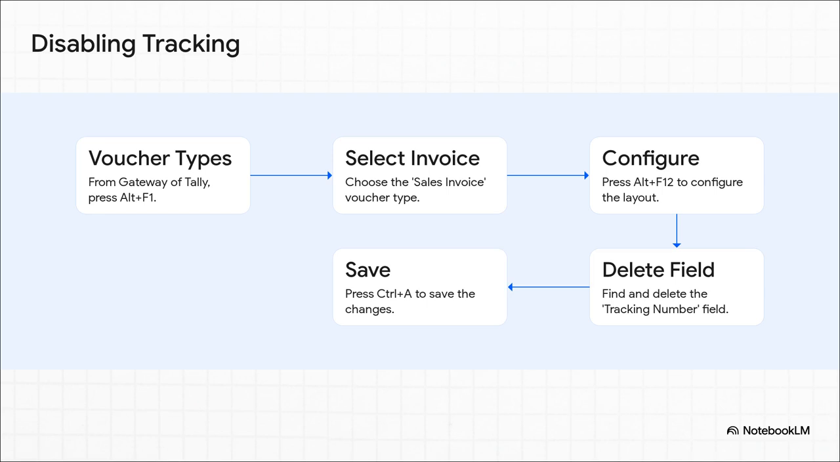First, from the gateway of Tally, you're just going to press Alt+F12. That takes you right to voucher types. Step 2, just select Sales Invoice from the list. Now for the magic part, step 3, press Alt+F12. This opens up the configuration for the layout. In that screen, just find the tracking number field and delete it. And to lock it all in, you just use that classic Tally command we all know and love, Ctrl+A to save, and that's it. You're done.